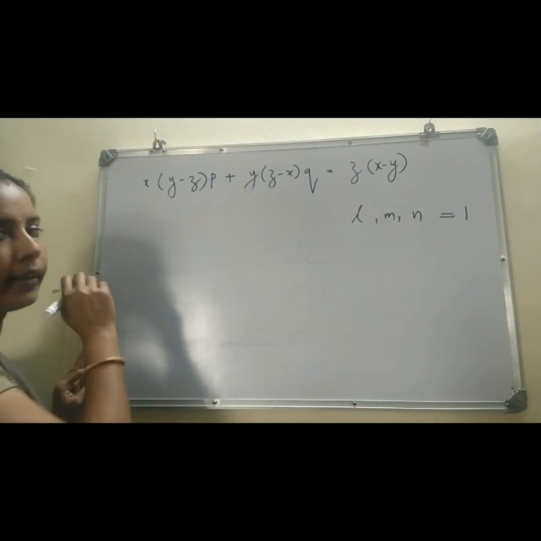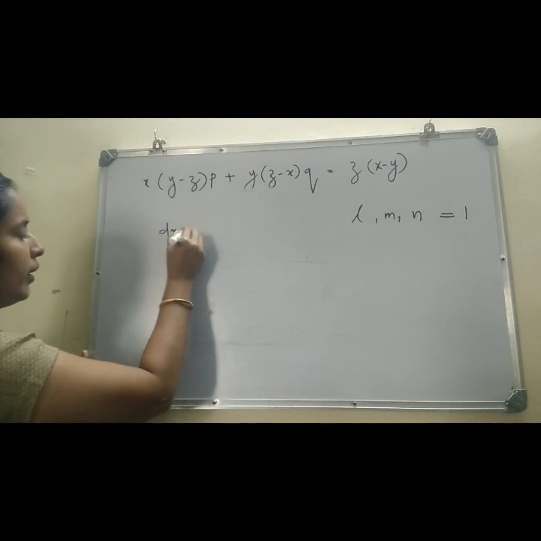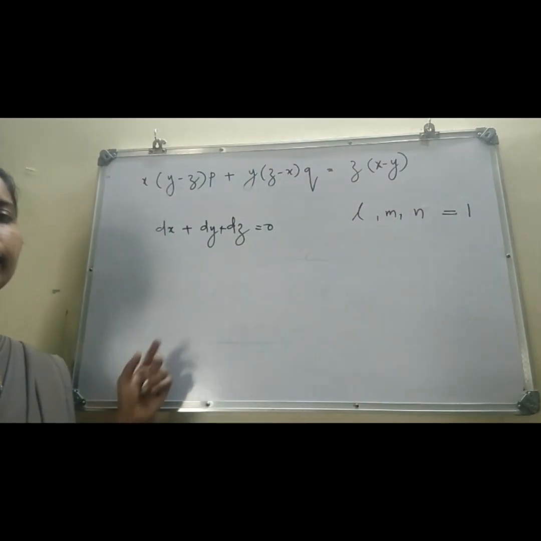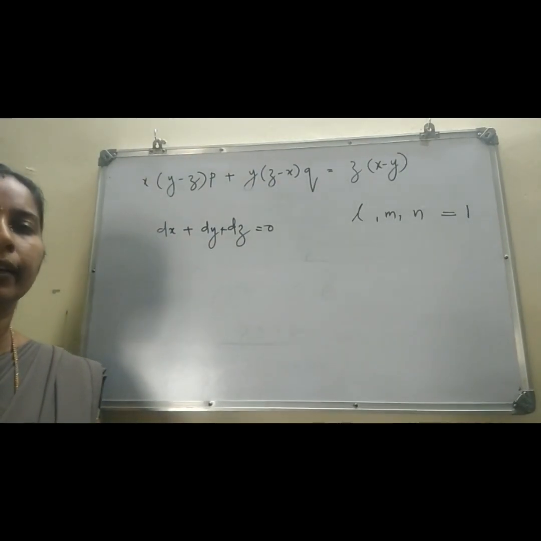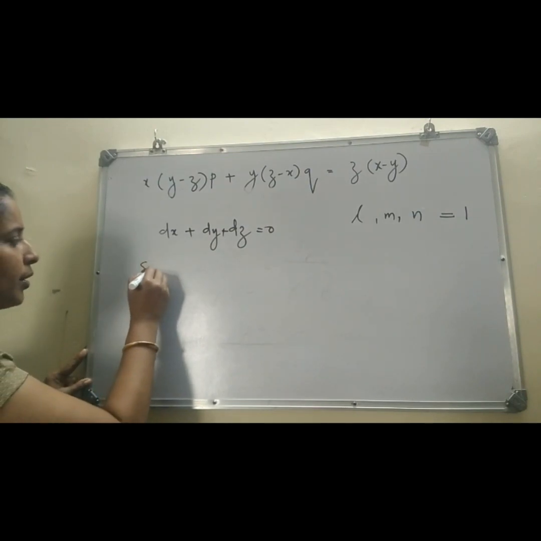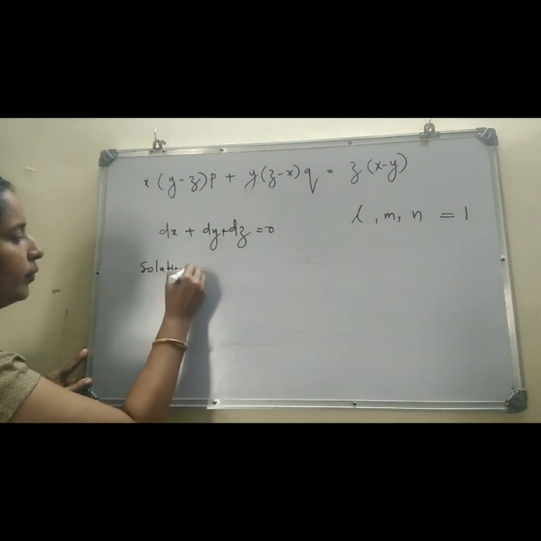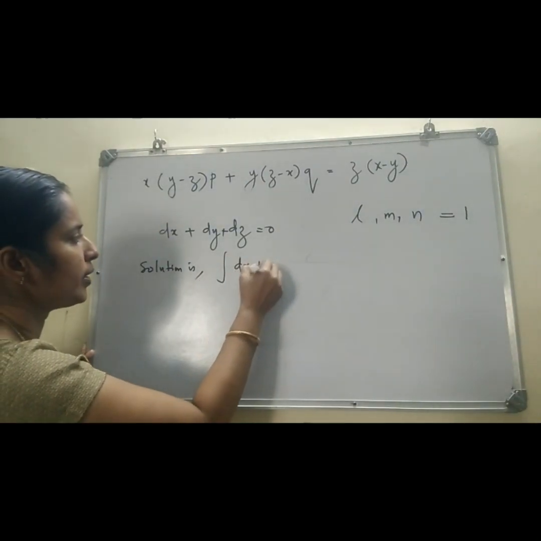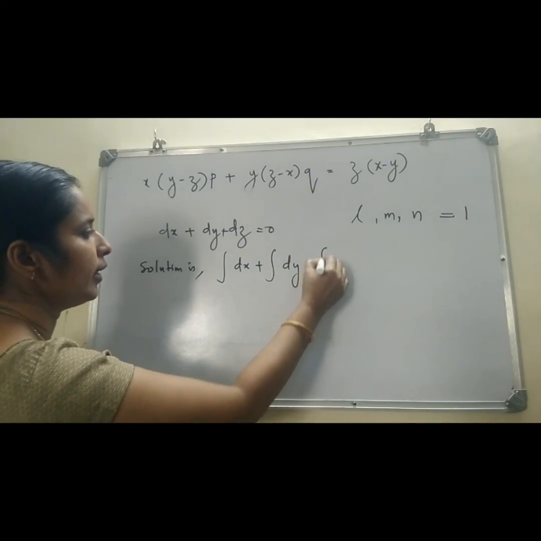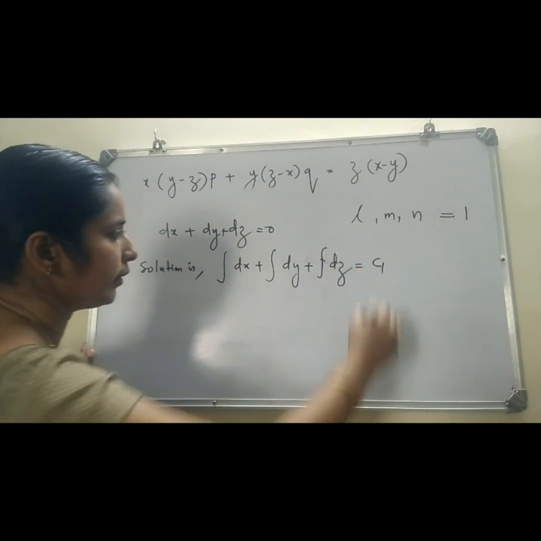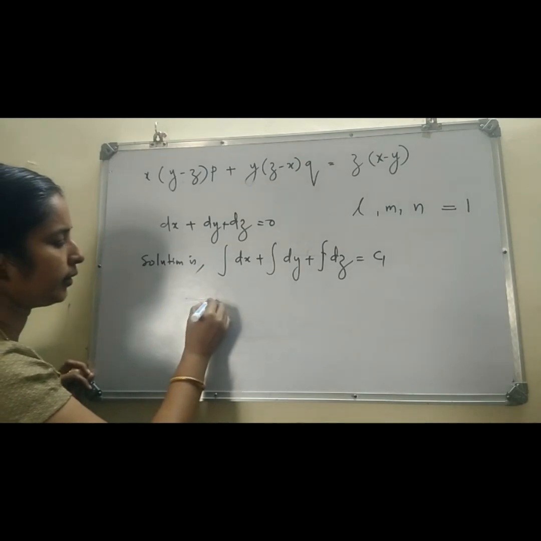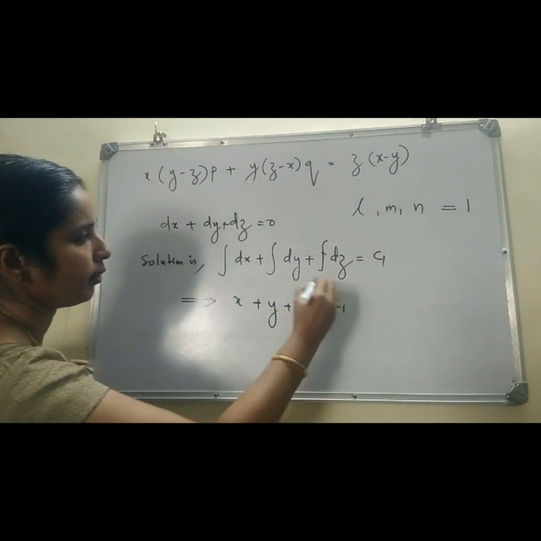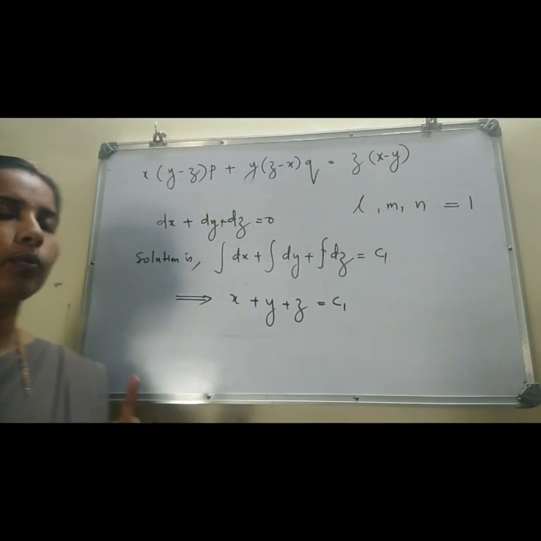So we can take the numerator as 0, that is dx plus dy plus dz equal to 0. It is a differential equation. You can solve it by integrating. So the solution is obtained by integrating. Solution is integral dx plus integral dy plus integral dz is equal to C1, which implies x plus y plus z equal to C1. That's our one solution.